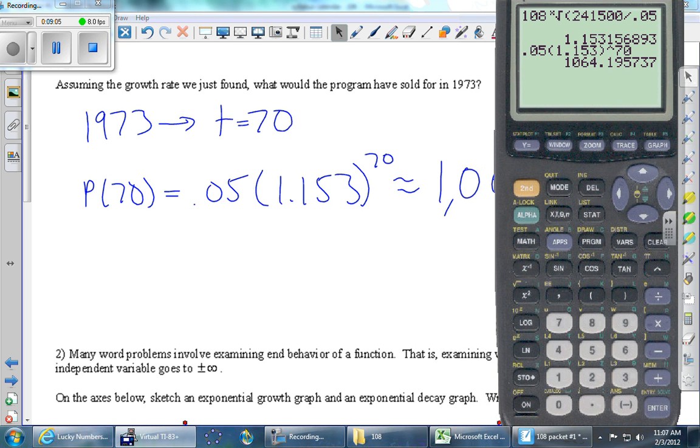I want us to use the calculator to its fullest. If you have this number already typed into your calculator, anytime you want to go back to something you've typed in before, just hit second entry a few times and it'll give you things that you have typed. That is the number that I found before. It is still 1.153, but now that it's there, I can raise it to the 70th in its current form, to the 70, and then times the 0.05.